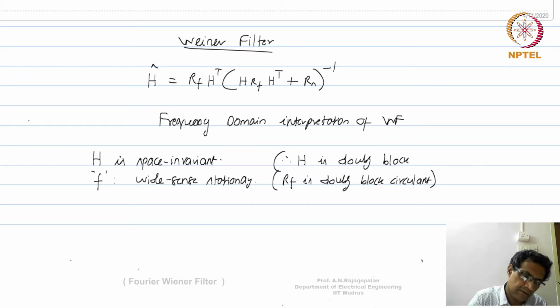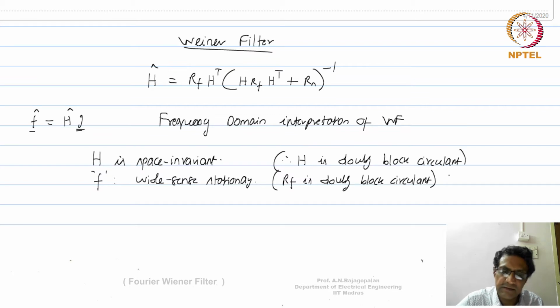And always remember that when we write F hat equal to H hat times G, we have lexicographically ordered the image F. The F hat that we have estimated is lexicographically ordered. Similarly, the observed image is lexicographically ordered as a vector. So RF is doubly block circulant, and the same applies to noise, and therefore we can say the same about RN too.